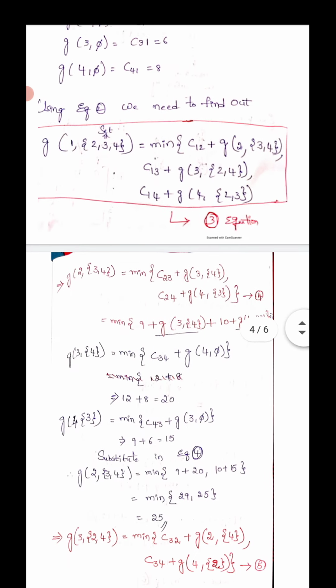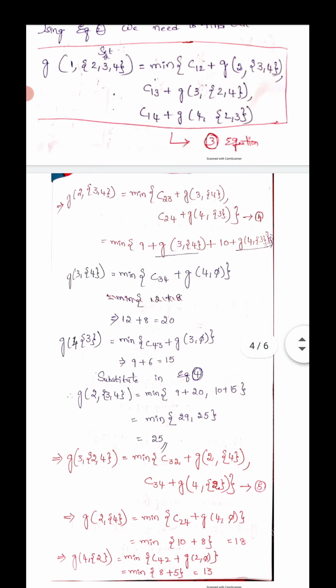Now in equation number 3, we first need to find g(2, {3, 4}). By using equation number 2, we need to find the minimum of c_ij.